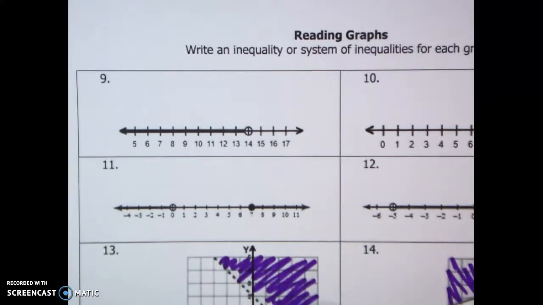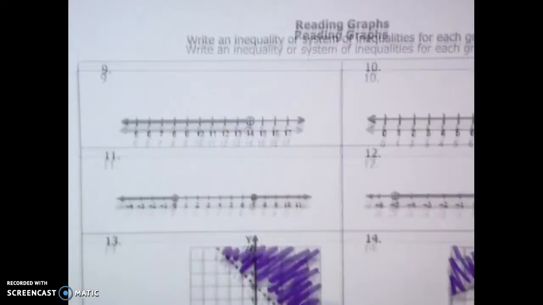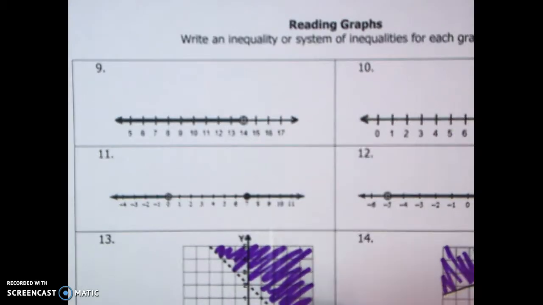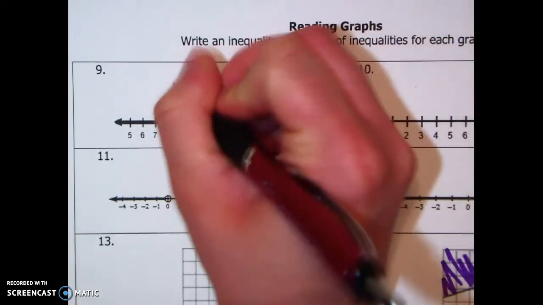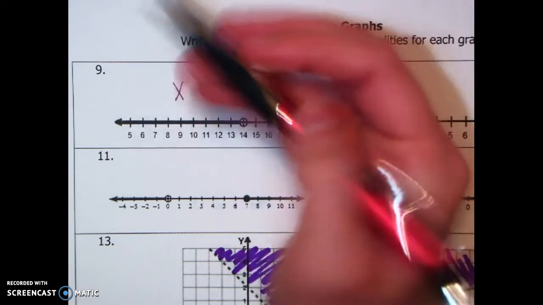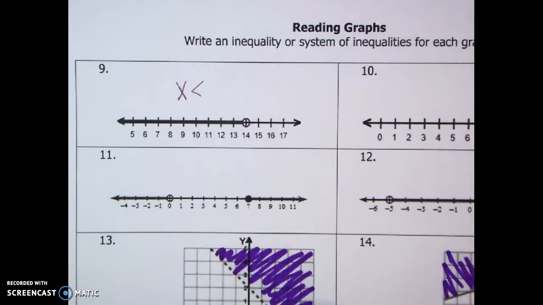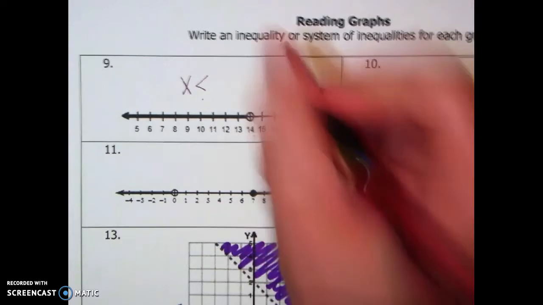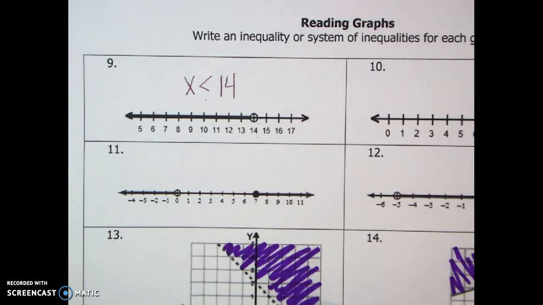Okay, this is the second part where now you are reading the graphs and creating an inequality based on what it says. So number 9, for these I'm just going to use the variable x. So I know I start with x. This is going to the left, so it's less than. And it's an open circle, so I don't need a line under it. And then it's at 14. So that's it.